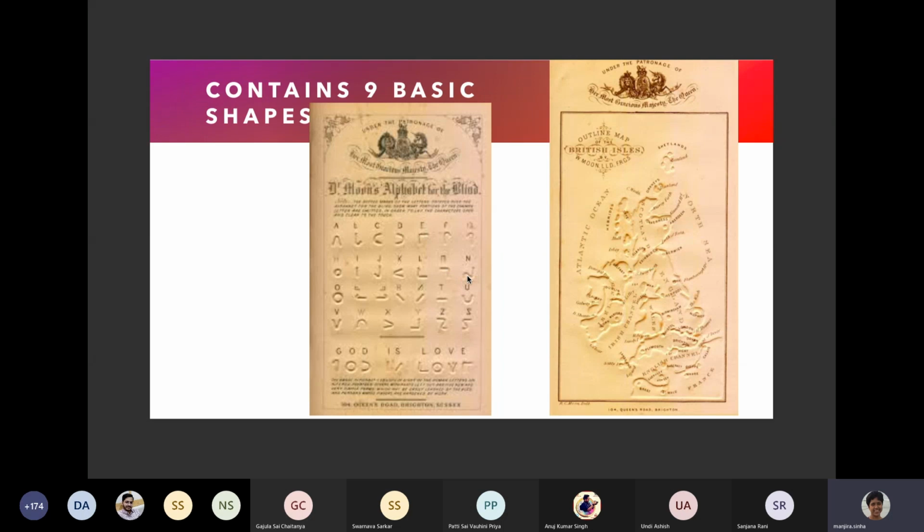Okay. So this Moon type was basically used by people who lost their eyesight at a later stage, but still remember how the words and characters look, and maybe it was easy for them to relate to this. Okay, and this is also a map.